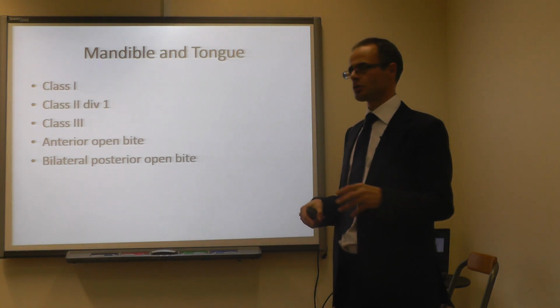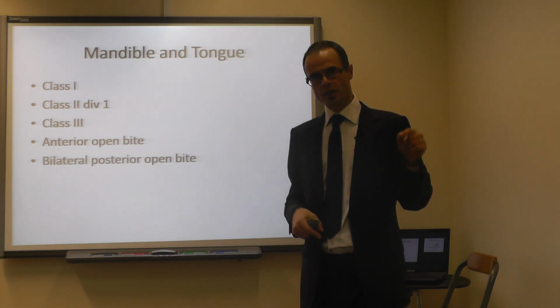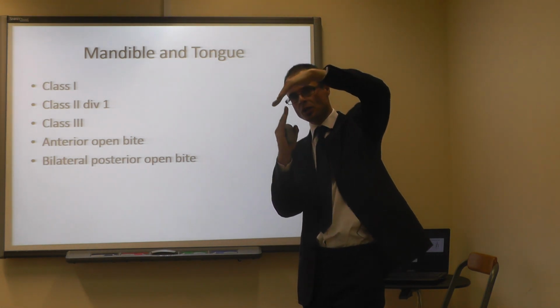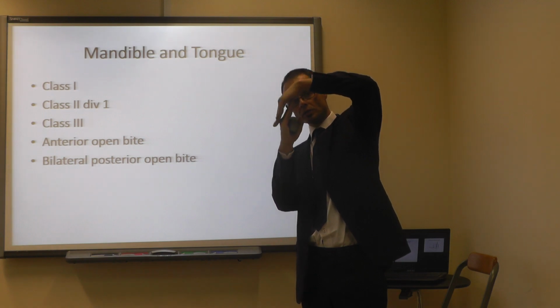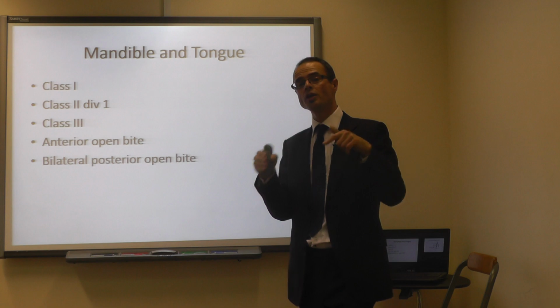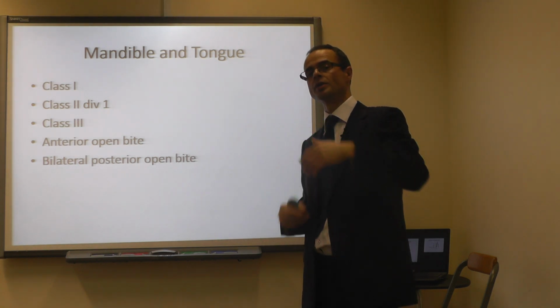One thing you notice about deep bite individuals is a large freeway space. Most of these individuals rest with a class 1 level of overlap, a normal overbite. It's only when you ask them to bite together that they go into this deep bite.